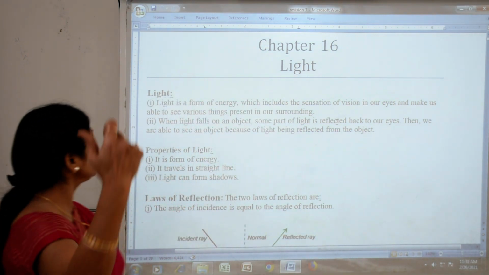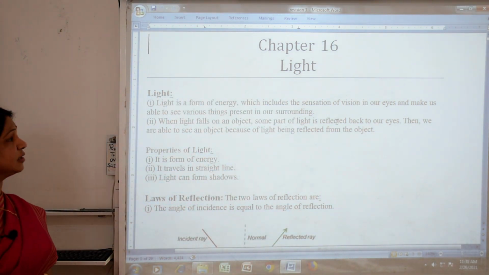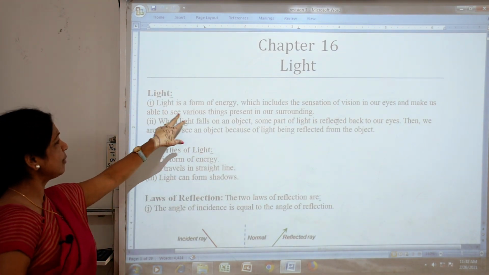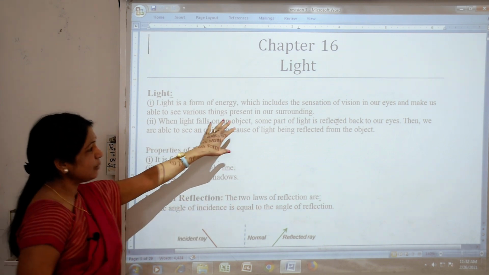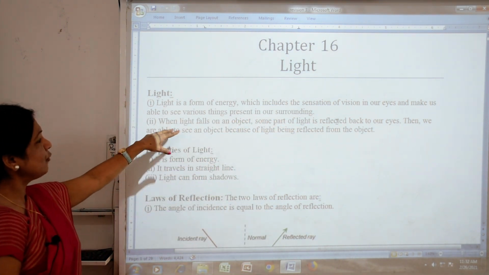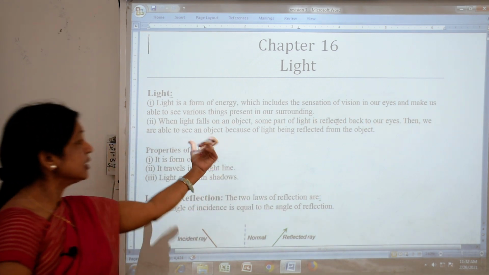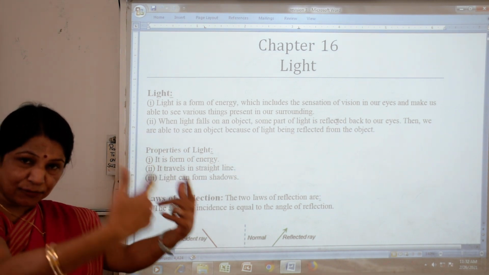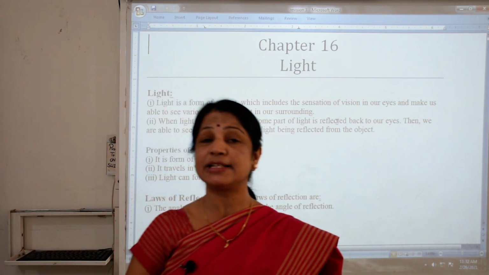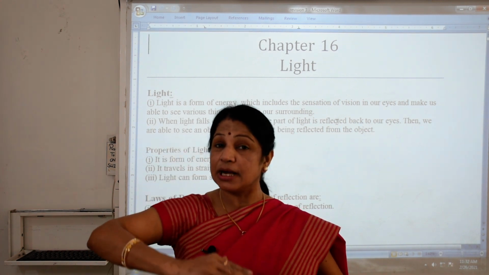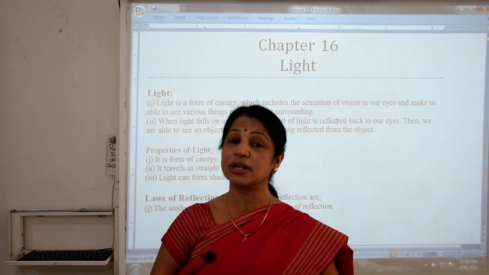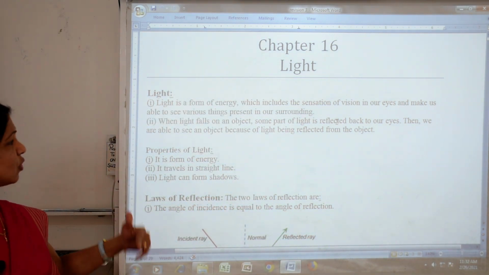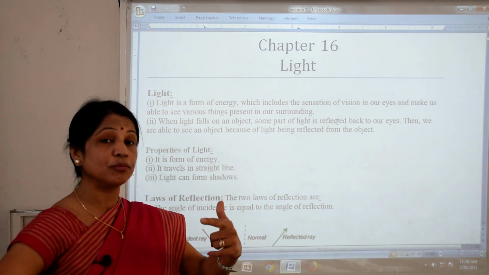What is light? Light is a form of energy which produces the sensation of vision in our eyes and makes us able to see the various things present in our surroundings. When light falls on an object, some part of the light is reflected back to our eyes, and by that reflection we are able to see the object, because of the light being reflected from the object.